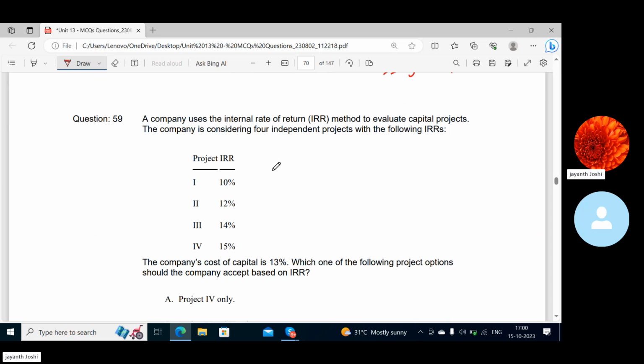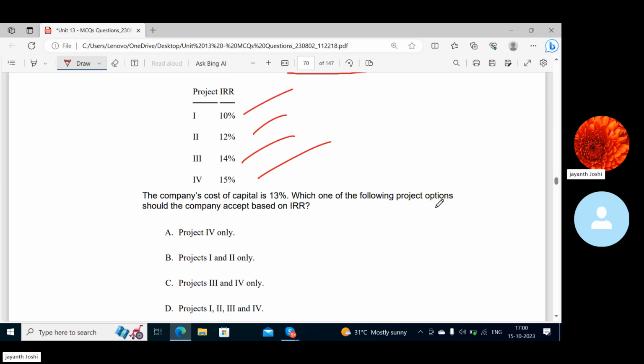The company uses the IRR method to evaluate capital projects. The company is considering 4 independent projects with the following IRRs: 1, 2, 3, 4. The company's cost of capital is given. Which of the following project options should the company accept based on IRR?